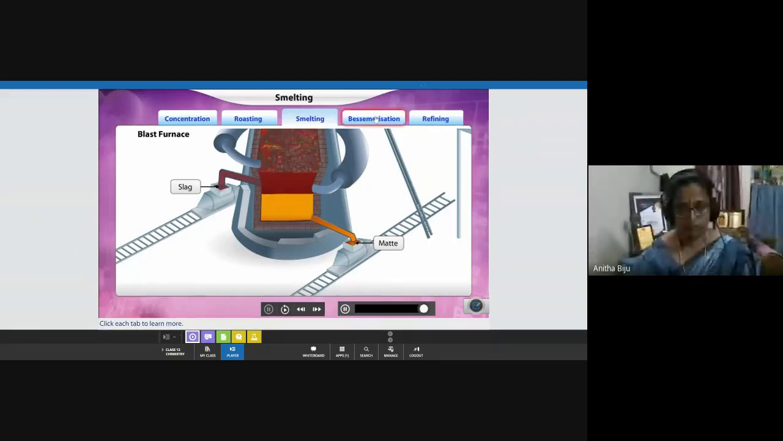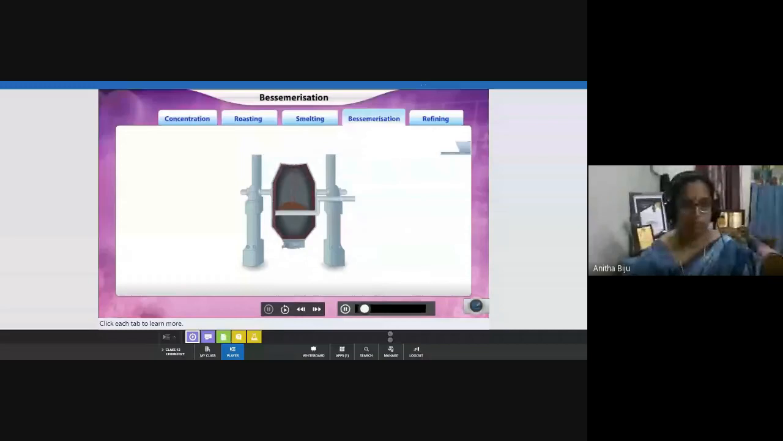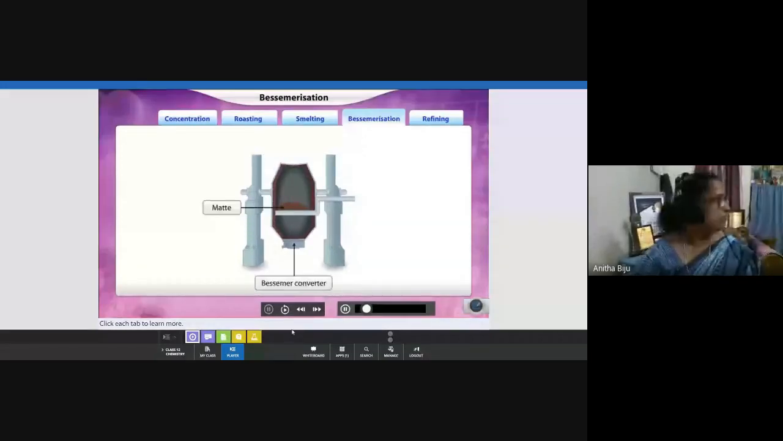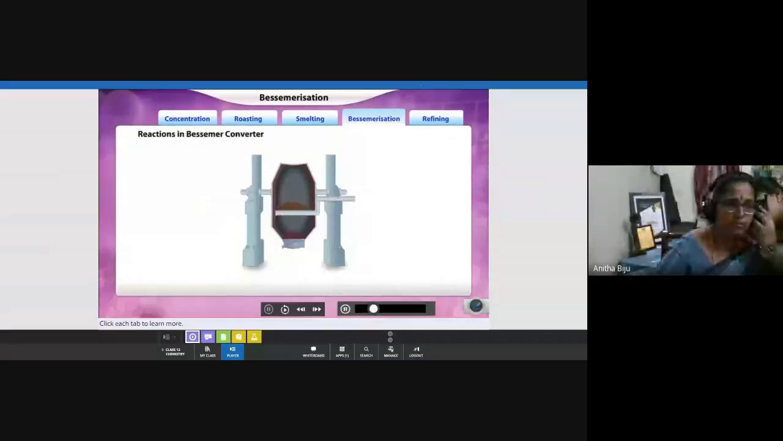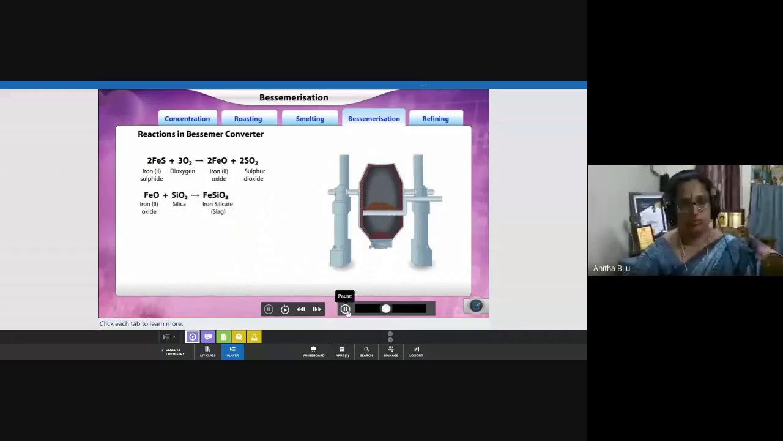The copper matte or coarse metal is now ready for the fourth step, Bessemerization. The molten matte produced during smelting is transferred to a Bessemer converter. A blast of hot air is blown into it through the tuyeres. Once again, the remaining iron 2 sulfide gets oxidized to form iron 2 oxide. This in turn combines with sand to form slag. In this way, all the iron is removed.